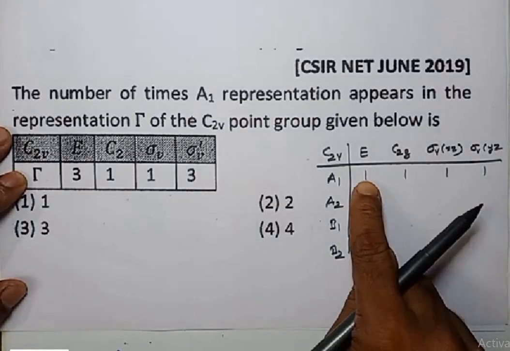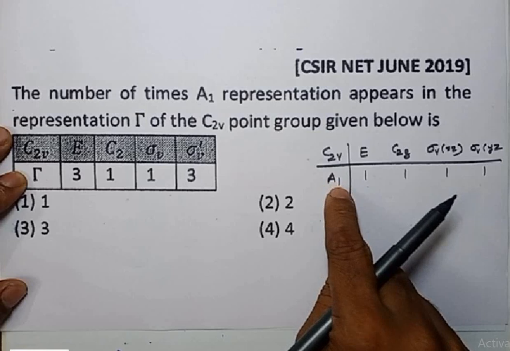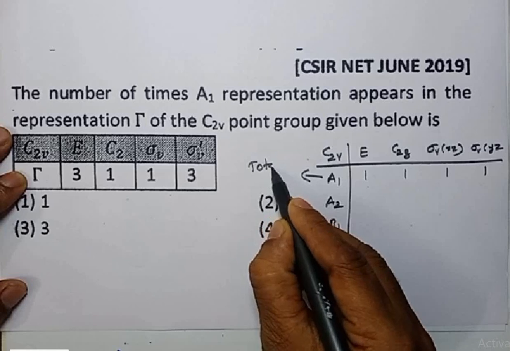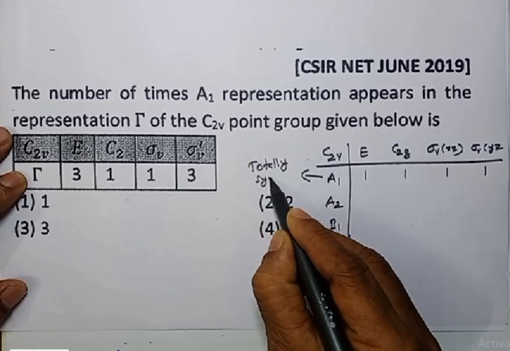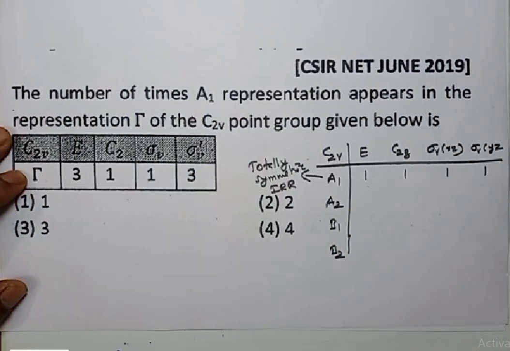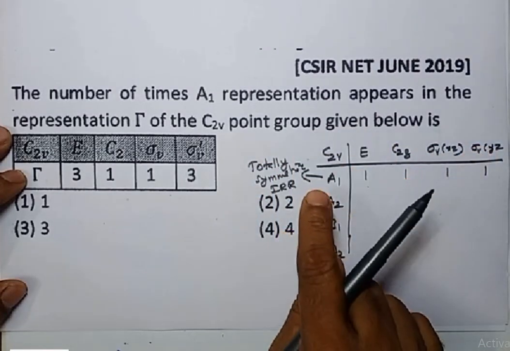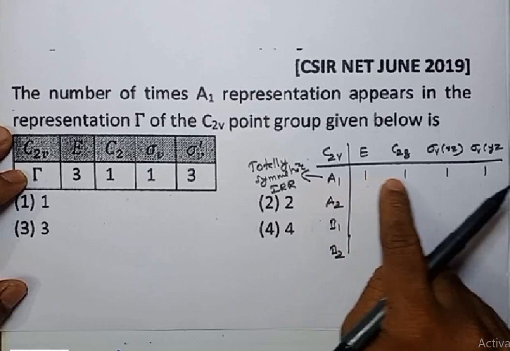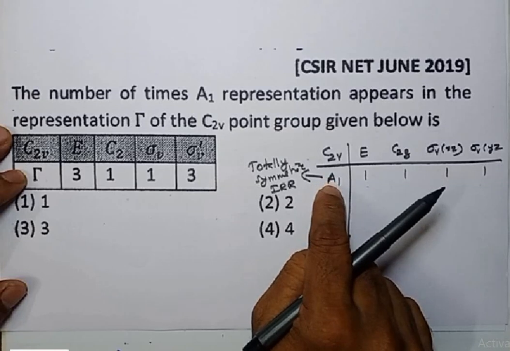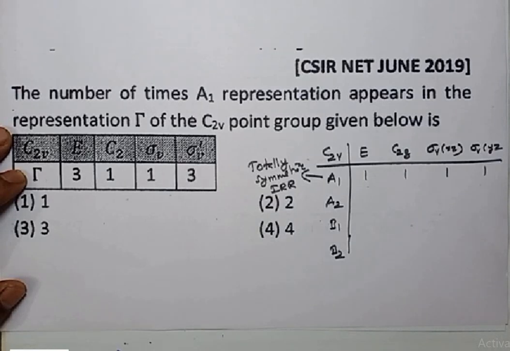Listen, if all the characters are plus 1 for an irreducible representation, that irreducible representation is called the totally symmetric irreducible representation. I'll write simply IRR. In any character table, for a particular irreducible representation, if all the characters are plus 1, then that irreducible representation is called the totally symmetric irreducible representation. Okay, keep this in mind.